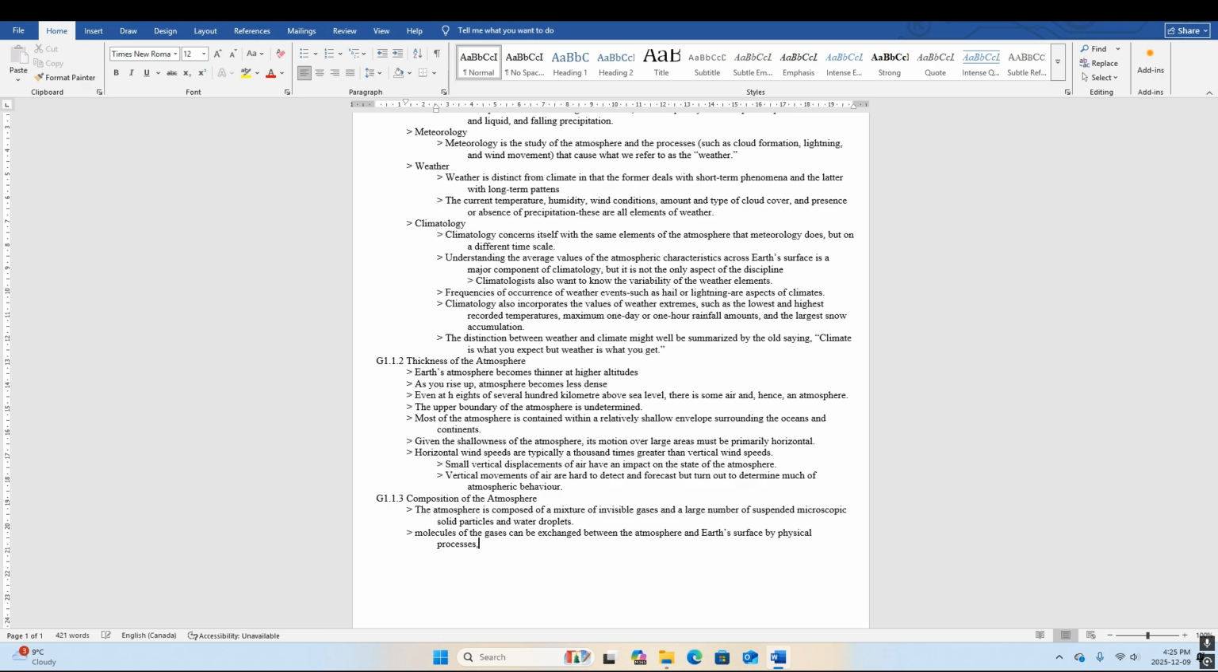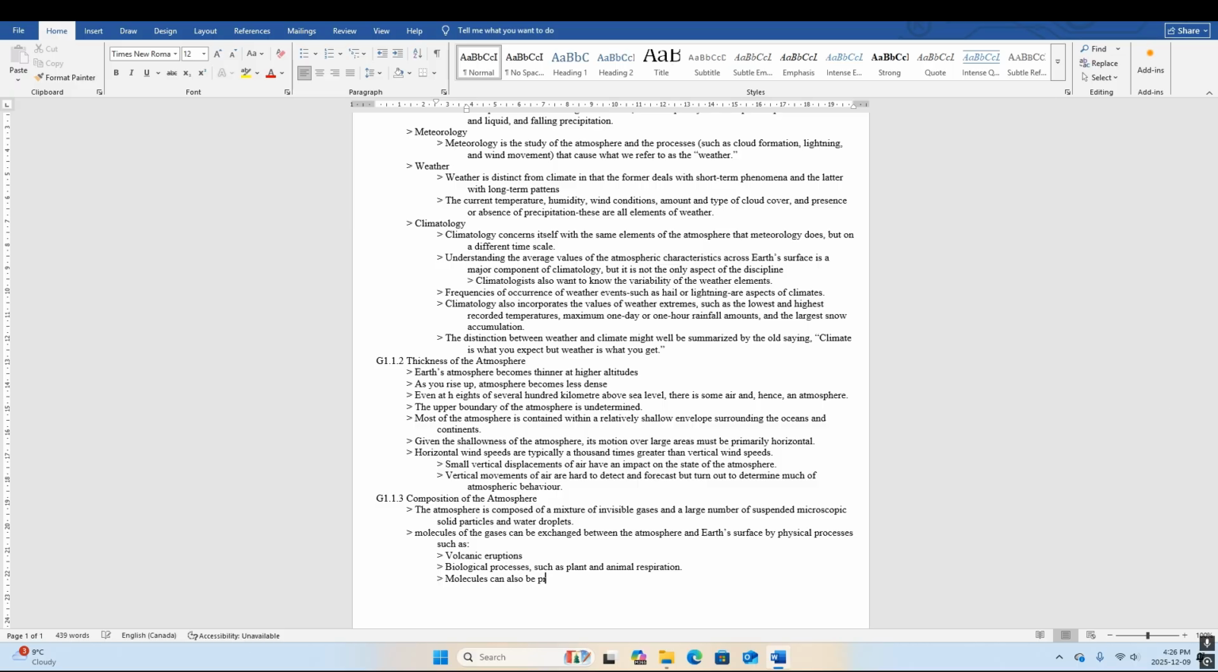Okay, here we can probably make a list here, which makes it easier to see. Volcanic eruptions, biological processes such as plant and animal respiration.